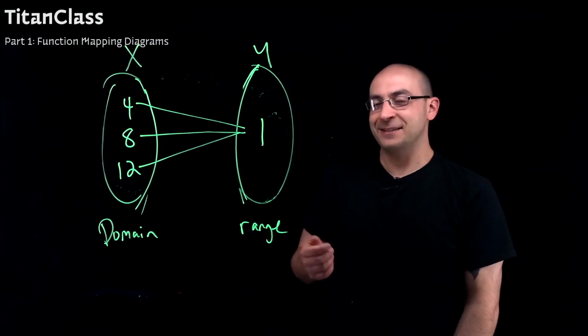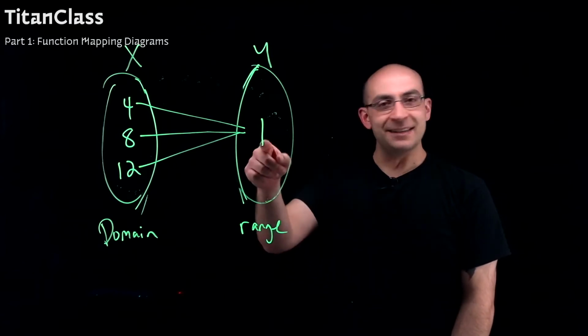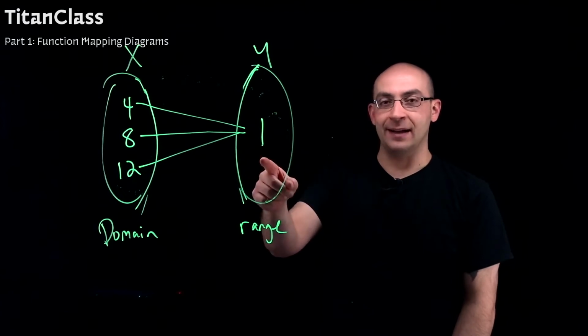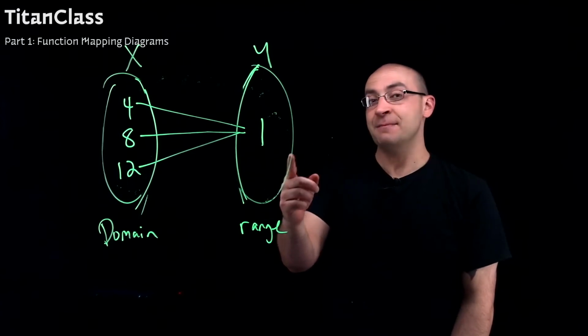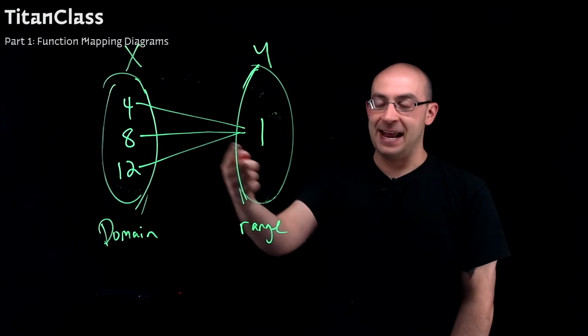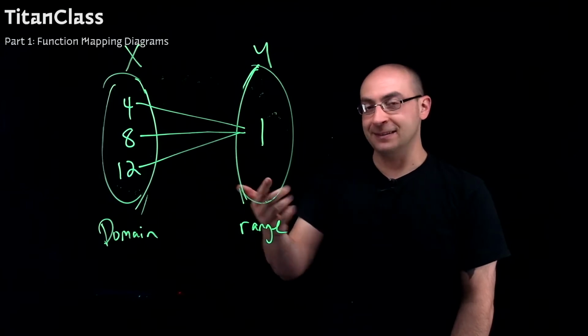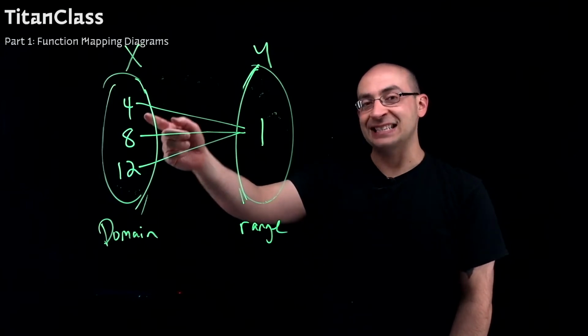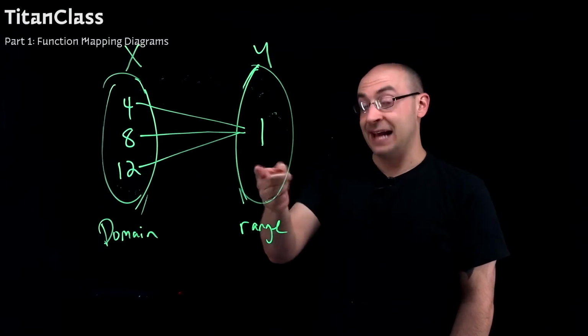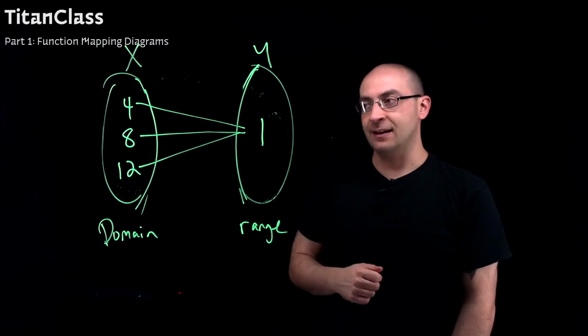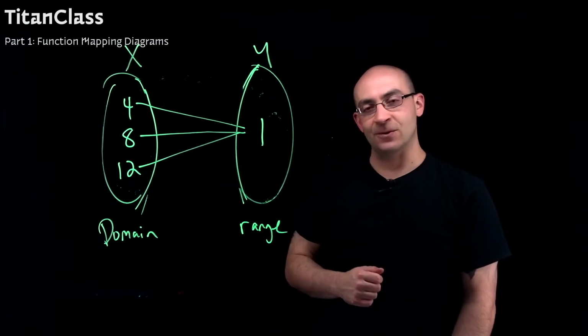But why, do you ask? It doesn't matter if they all go to the y, that's the same y value. It doesn't matter that a 4 goes to a 1, an 8 goes to a 1, and a 12 goes to a 1. Doesn't matter at all. It's the x values that can't repeat. Y can repeat, but the x values cannot. So this would be a function.